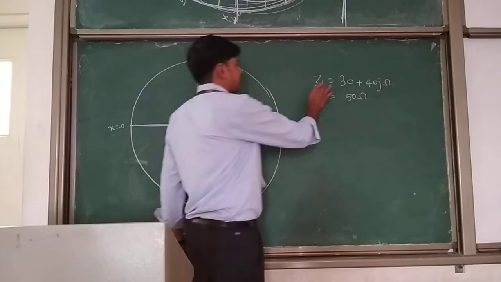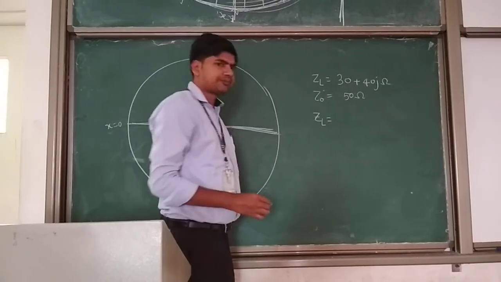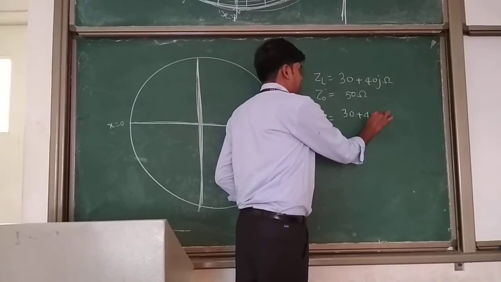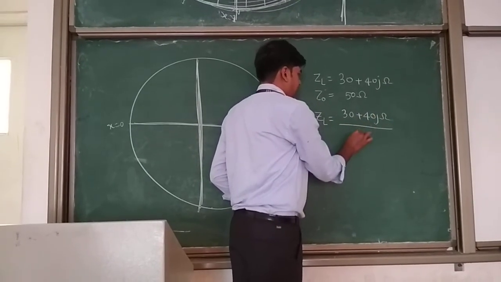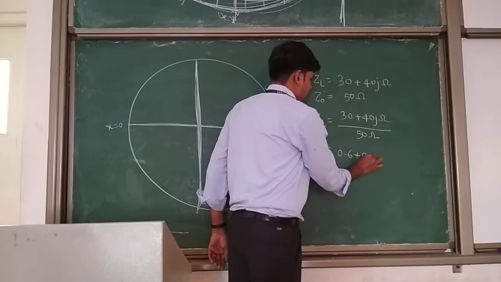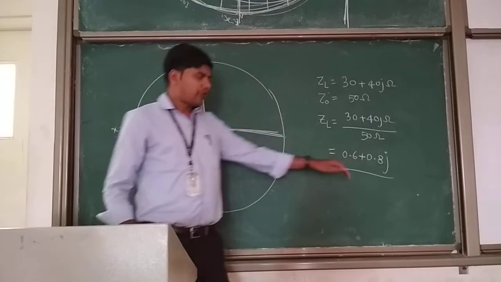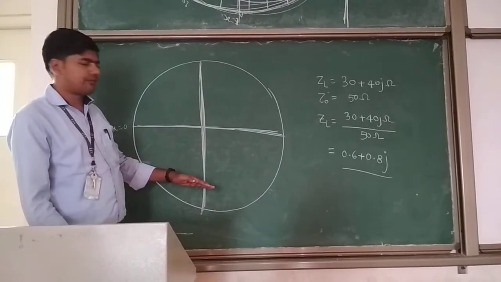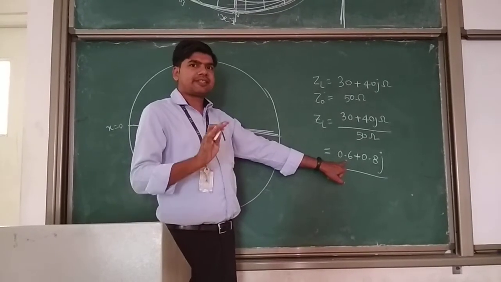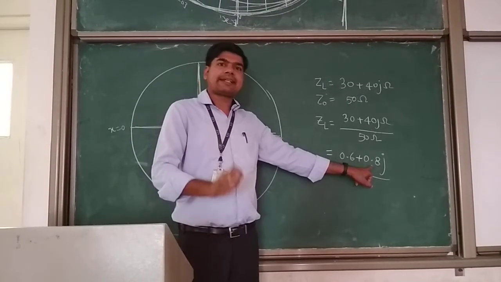Now you have to find this load that is equal to 30 plus 40j. As a first step, what will we do? We will normalize the load. Normalization means 30 plus 40j ohm divided by 50. How much is it? 0.6 plus 0.8j. This plus sign shows that your point will be on the upper half. 0.6 says that the point will be on the resistance circle 0.6, and 0.8 says that the point will be on the reactance circle 0.8.